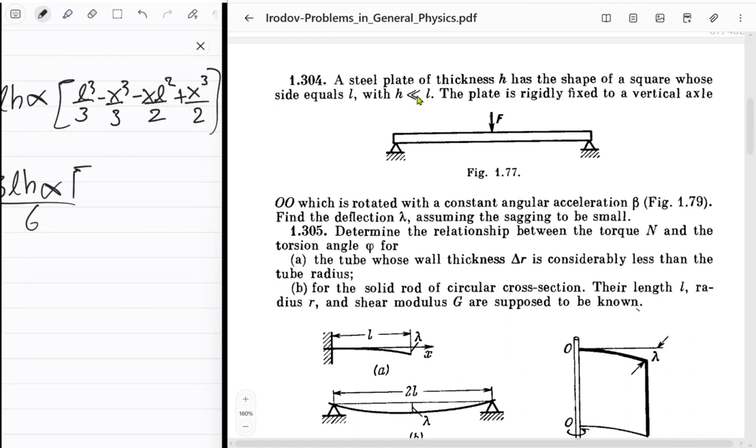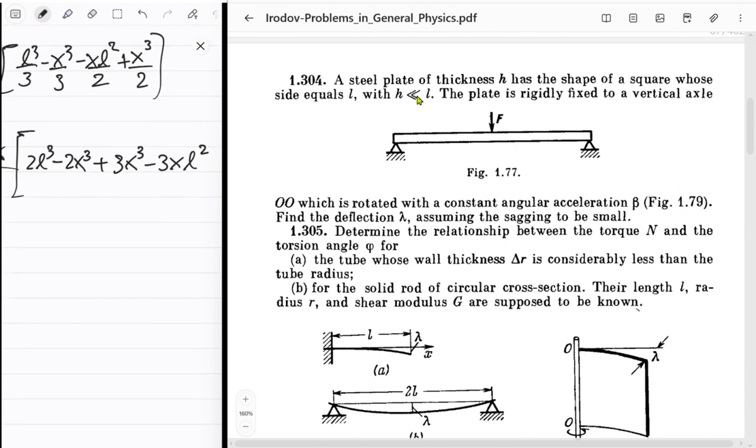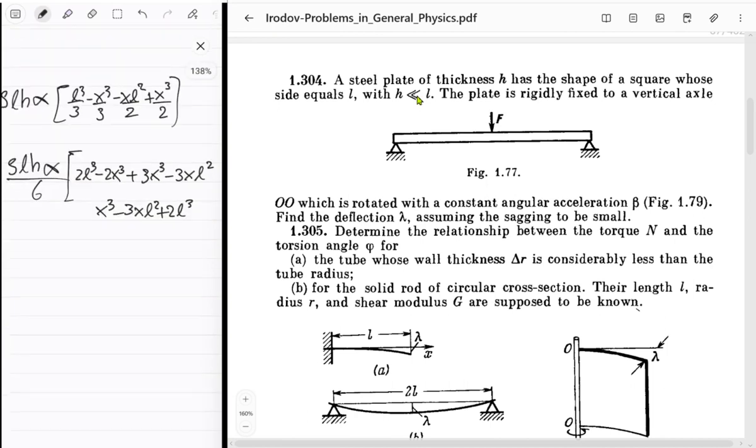Okay. So then you got 2L cubed minus 2x cubed plus that's just 3x cubed, then minus 3xL squared. So just x cubed minus 3xL squared plus 2L cubed. That's what this thing will be, hopefully. Yeah. So that's our tau.